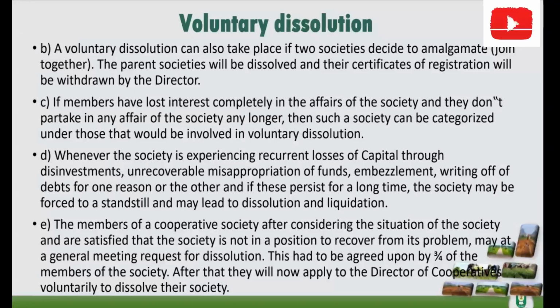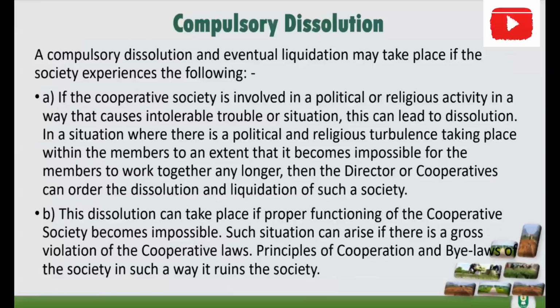Now, we also have compulsory dissolution. A compulsory dissolution and eventual liquidation may take place if the society experiences the following. The first is if the cooperative society is involved in a political or religious activity in a way that causes intolerable trouble or situation. This can lead to dissolution. In a situation where there is political or religious turbulence taking place within the members to an extent that it becomes impossible for members to work together any longer, then the director of cooperative can order the dissolution and liquidation of such a society.